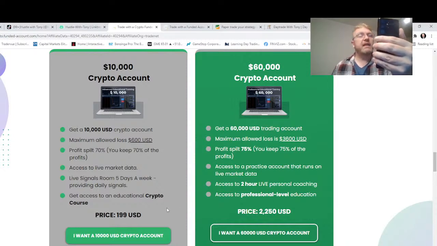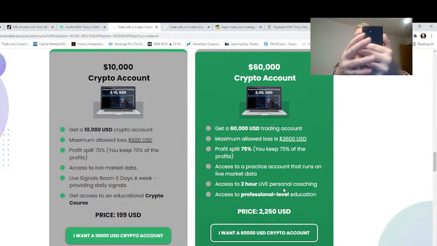But if you just want to, again, for $200, try your hand at trading, it's a good option. It's just as a practice in a live world environment. They'll give you a $10,000 crypto account, again it's paper trading, for $200, and you're only allowed to lose $600, so $9,400 is the minimum account value, and you keep 70% of the profit split. Okay, and you get access to their courses and things like that, and they're a good outfit.